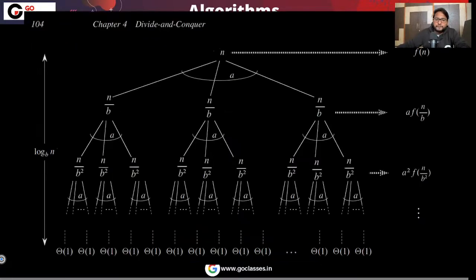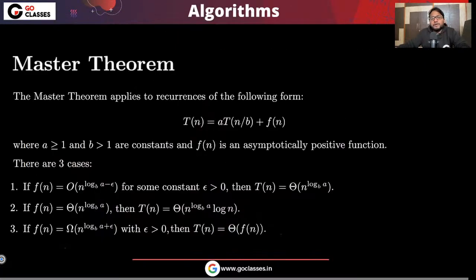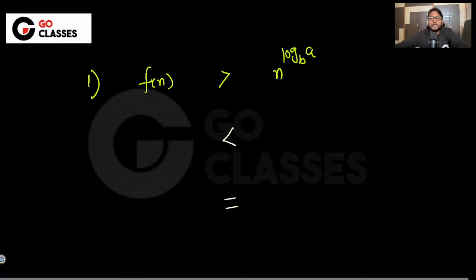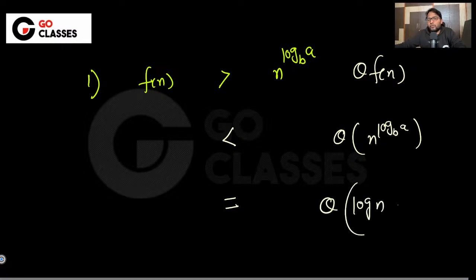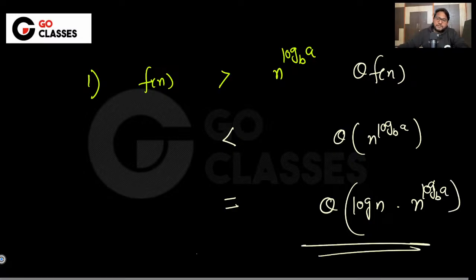Now tell me this. See, in the Master's theorem, we have seen three cases, right? What is one case? If f(n) and n to the power log base b of a have one relation, or another, or the third relation. In one case, theta of f(n) is the answer. In another case, theta of n to the power log base b of a is the answer. And if both are equal, the third case, then we multiply by log n, theta of log n times f(n), or n to the power log base b of a, because both are equal, right? So these are the three cases.